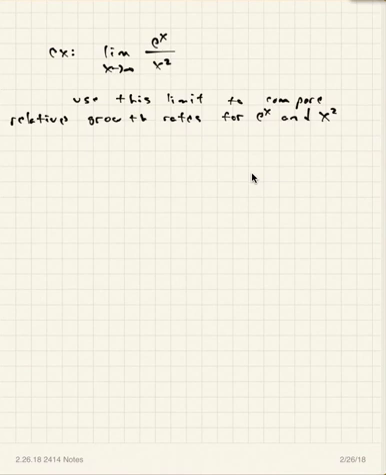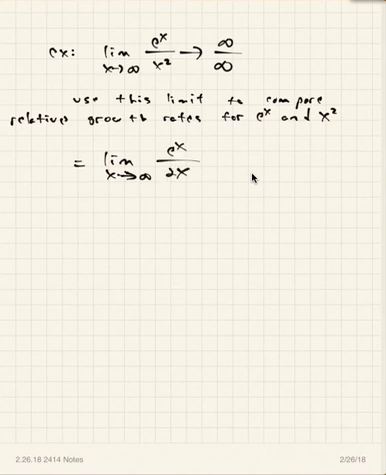Well, the limit as x goes to infinity here, the numerator certainly goes to infinity, and the denominator does. So this is a L'Hopital's rule problem. And so you get the limit as x goes to infinity. Well, the numerator is still just e to the x, but the denominator is 2x. This is still infinity over infinity. So I use L'Hopital's rule again. And I get the limit as x goes to infinity of e to the x still in the numerator over 2.